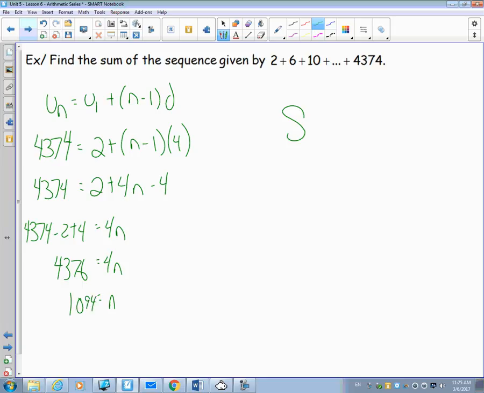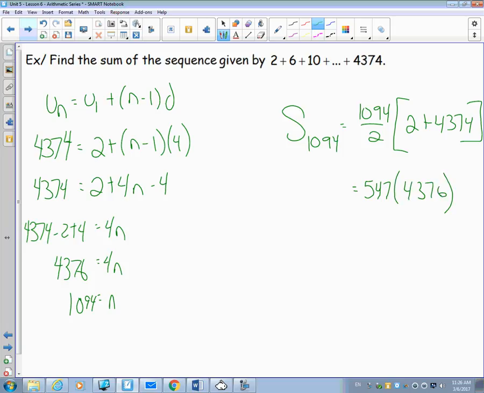So I want to find the sum of these 1094 terms. I can do that the fast way by using my first term and my last term. We'll have to divide this, 547 and 4376, into my calculator. Pretty big number this time, 2,393,672. And there we go.